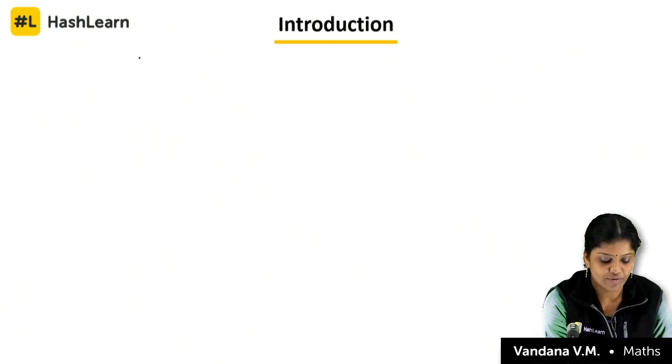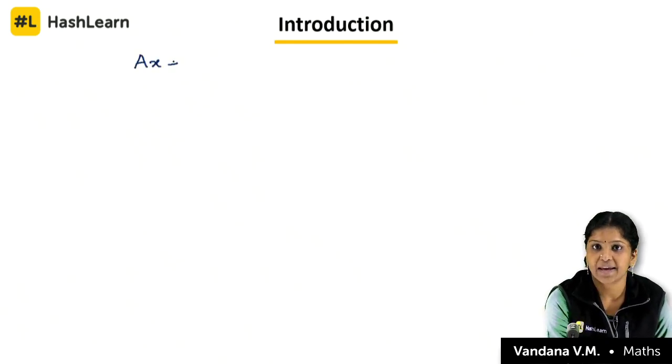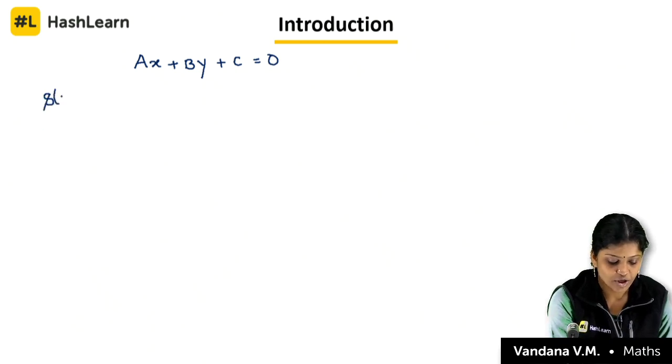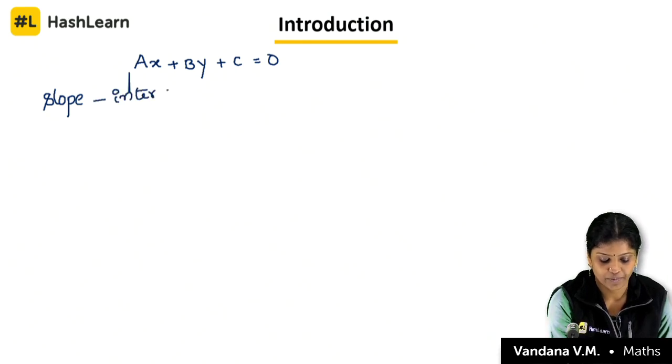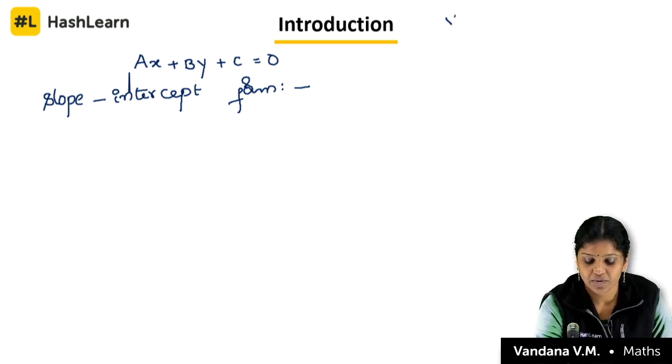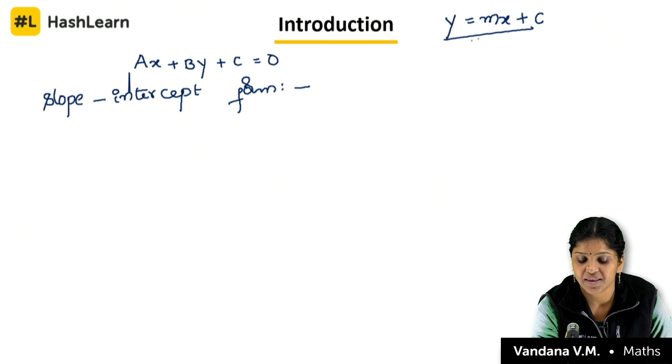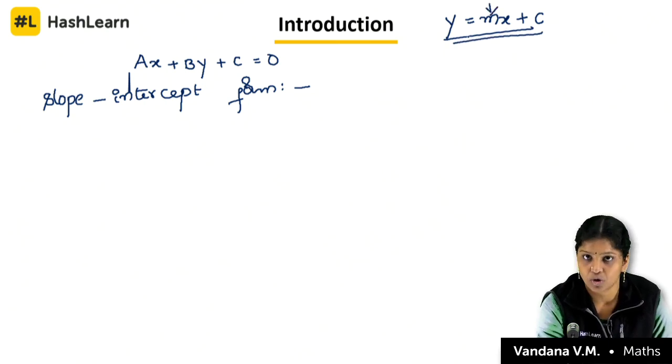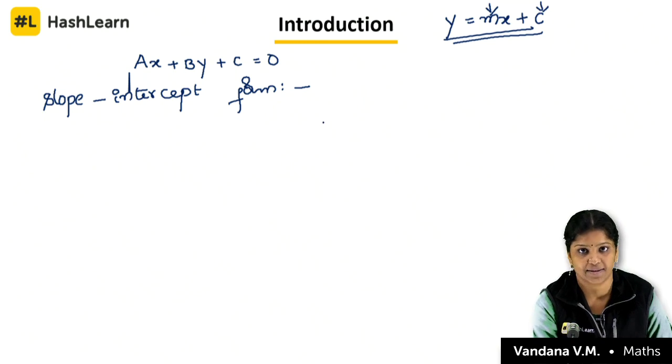Suppose your general equation is ax plus by plus c is equal to 0. If I would like to convert this into the slope intercept form, are you remembering, slope intercept form is y is equal to mx plus c. I have to convert the given equation in this format where m is called the slope and c is called the y-intercept.